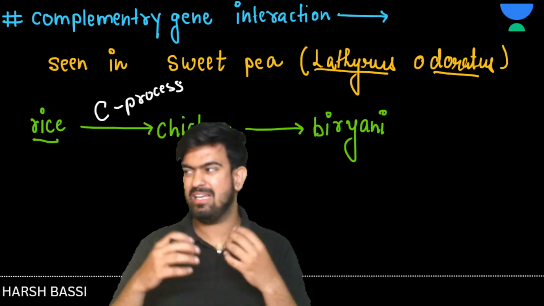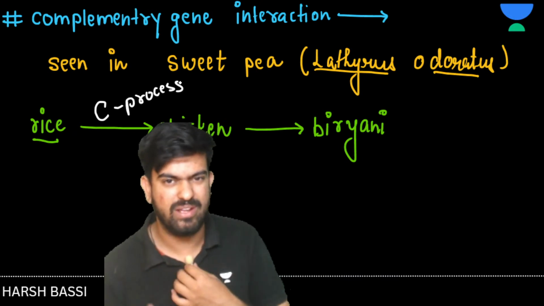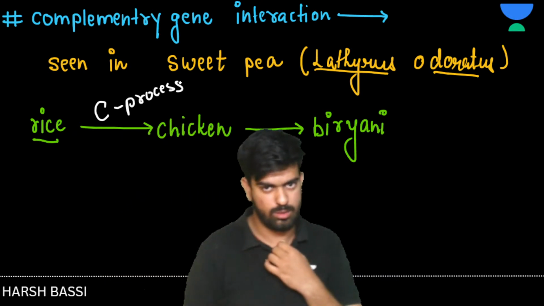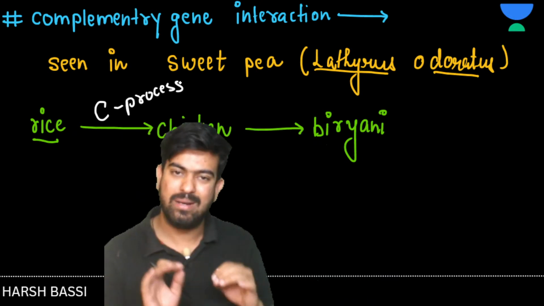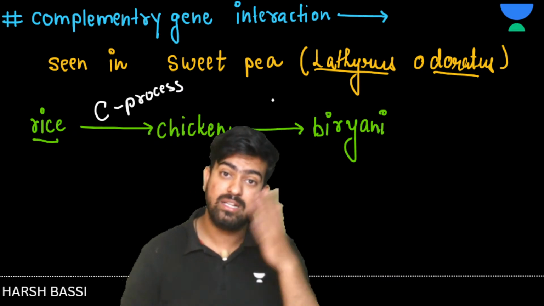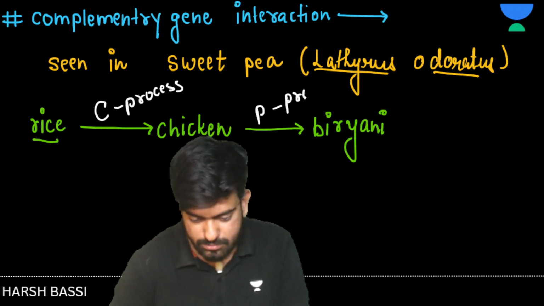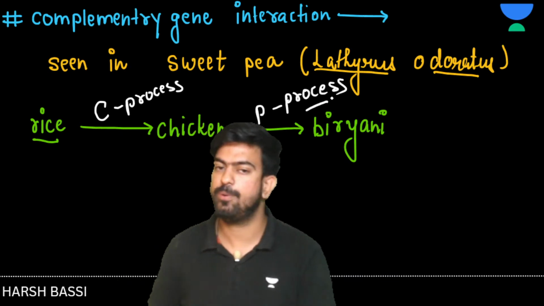And then, when we added chicken, we have to put dum. Okay. Like we put it in the vessel and we cook it on a low flame. That is called dum. I don't know much about cooking, but yeah, this is what is done. So then again, some other process is being done. Let's suppose P process. Okay, let's suppose P process is done.